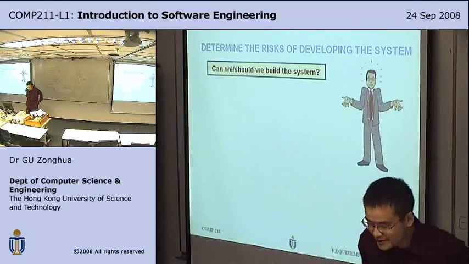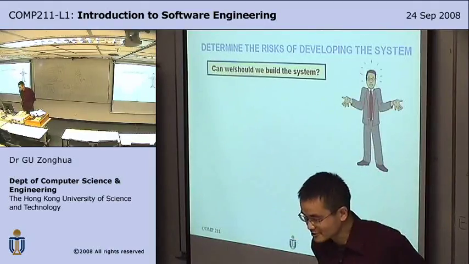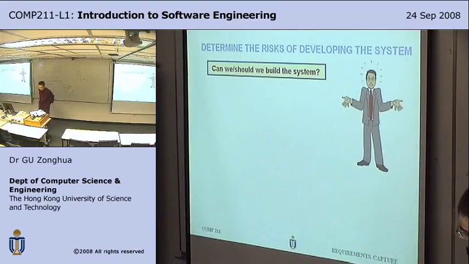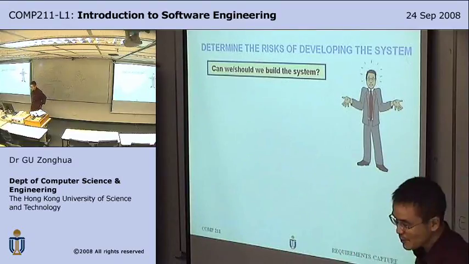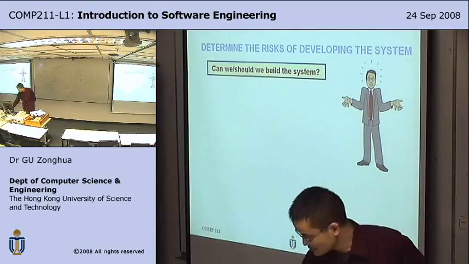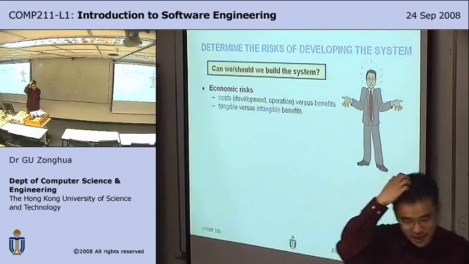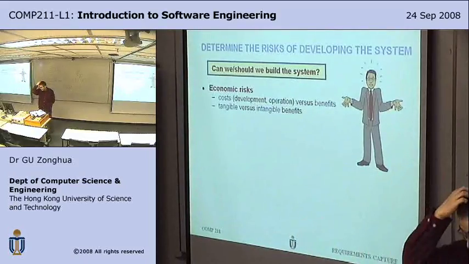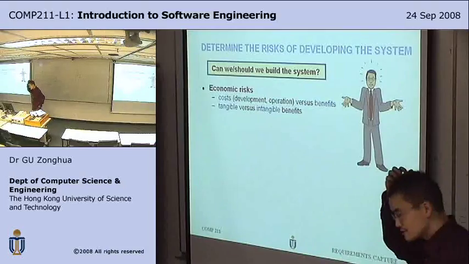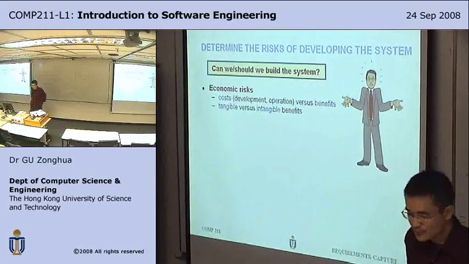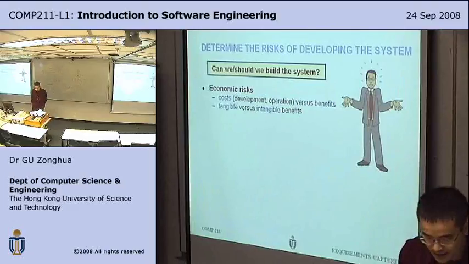So determine the risks of developing the system. Risk analysis, risk assessment. So should we build the system? What risks are there? Economic risks. We need to weigh the cost, both development and operational costs, versus benefits. Is it worth it?